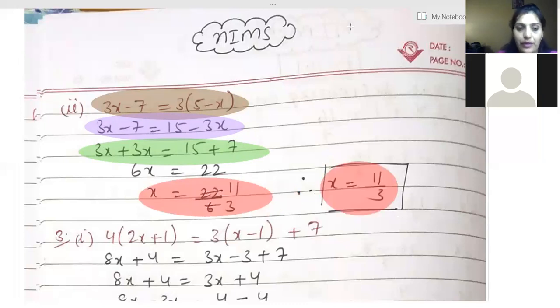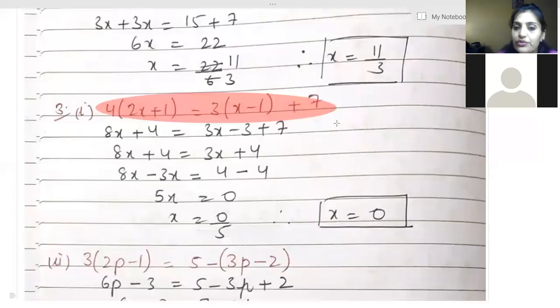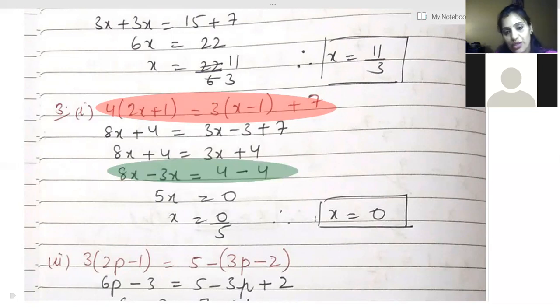Clear? Now, question number 3, first part. This question says 4 into 2x plus 1 is equal to 3 into x minus 1 plus 7. Again, you have to solve the bracket. So 8x plus 4 is equal to 3x minus 3 plus 7. Because 3 will multiply with both terms, similarly 4 will also multiply with both terms. So after solving this, I am getting 8x minus 3x is equal to 4 minus 4. That means 5x is equal to 0, or I can say x is equal to 0 by 5. 0 divided by anything will be 0 only.